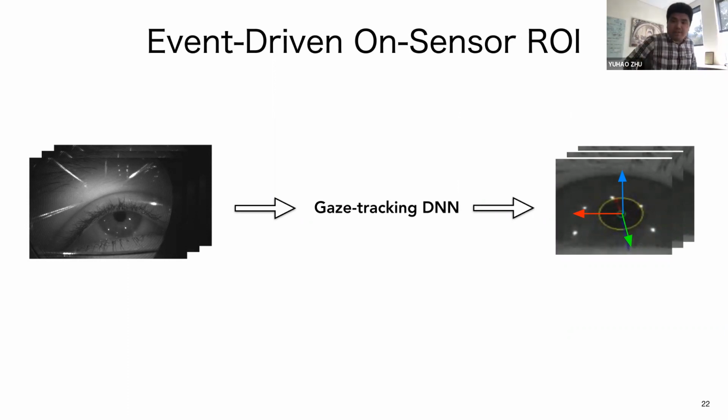At a very high level, what an eye tracking pipeline needs to do is take a sequence of near-eye images on the left, captured by a near-eye camera, and figure out the gaze, which is where your eyes are looking at in every single frame, which is illustrated on the right. And typically you run a gaze tracking neural network. Typically gaze tracking is done by neural networks, and they are incredibly accurate, but also very, very slow.